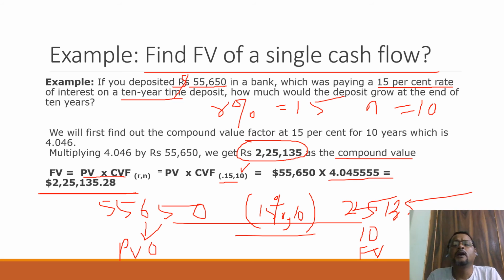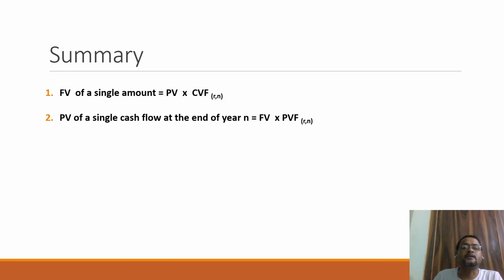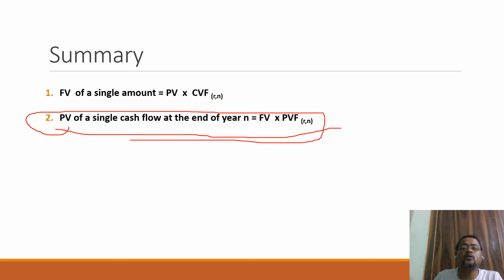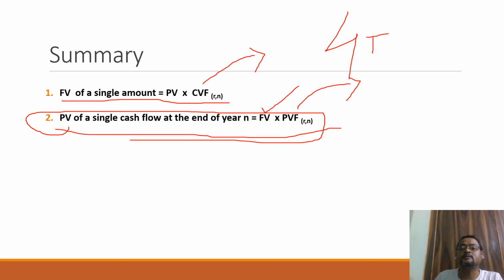So this means as you go on to invest for a long period of time, your compounded value factor will only increase. Summary: your two formulas. PV of a single cash flow: PV is equal to FV multiplied by PVF for R percentage for N. Future value is equal to PV into CVF. So we need to use two tables. There are 4 tables in all.